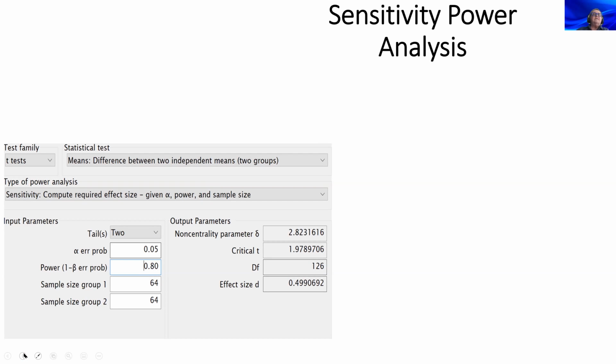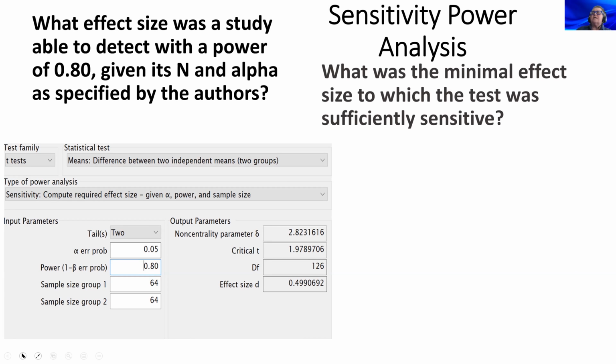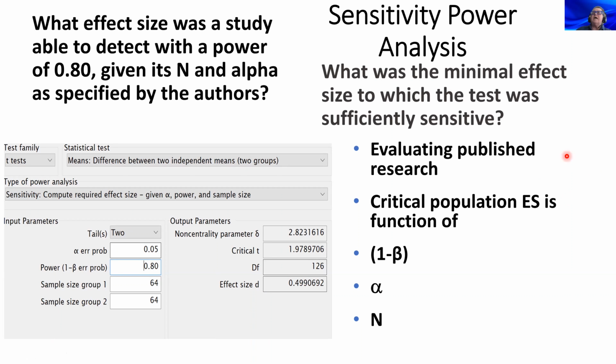Another power analysis is sensitivity power analysis. This asks, what power can I detect given its N and alpha as specified by the authors? So we have some information. What was the minimal effect size to which the test was sensitive? We could evaluate published research, looking at what's happening in terms of our effect size with power, alpha, and N. So we have our power, 0.8, two-tailed test, 0.05, and we have 64 in each group, and the effect size that we would need is essentially a 0.5.